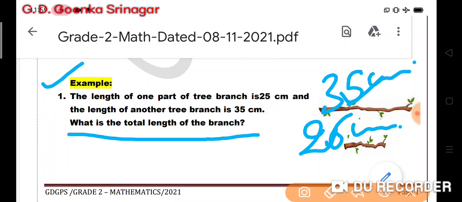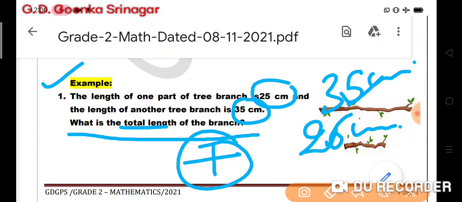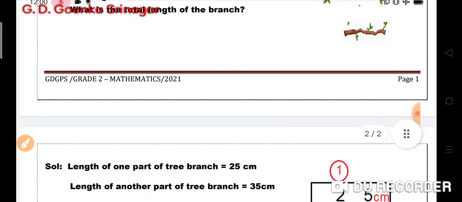The first step is to read the question, then the second step is to circle the numbers along with the units, and then we have to underline the clue word. Here the clue word is total, so that means we have to add to find out the total length of the branch. Let's have a look.